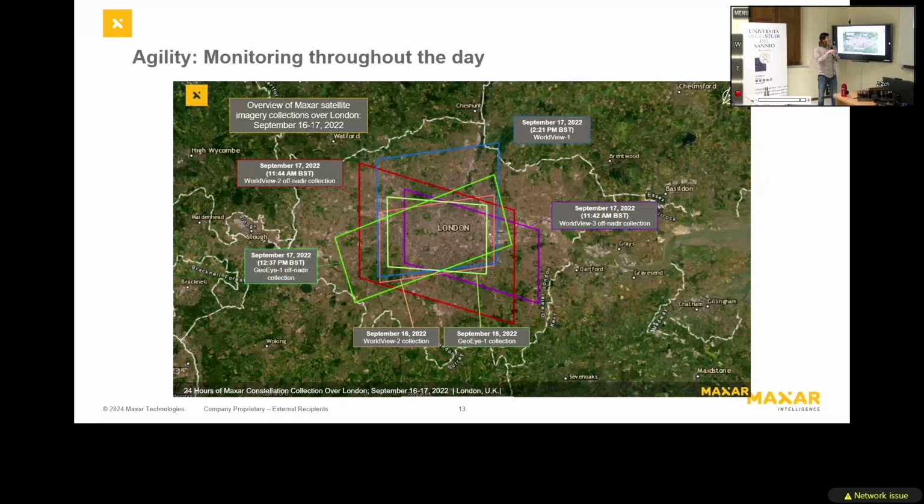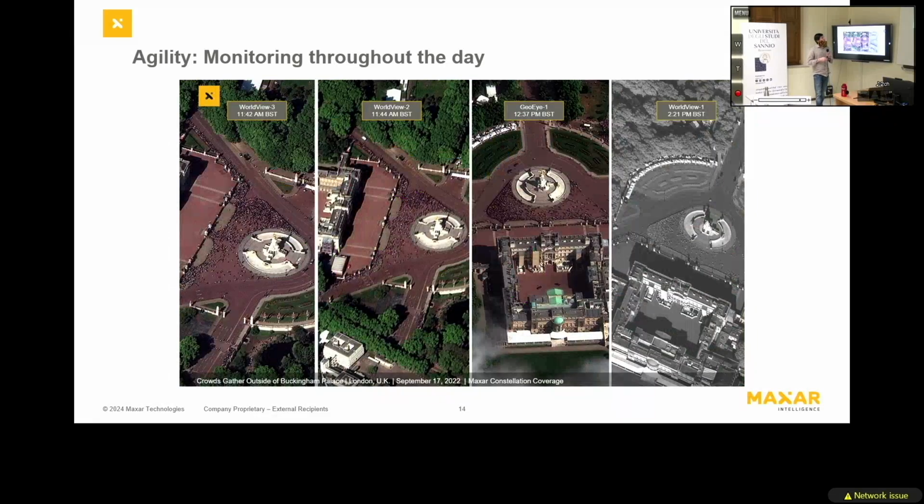What we did here, this was September 2022, I believe, when the Queen died. And so we collected every single image that we could over London. Because of that, we were able to see how the crowd changed through the day. For example, this was 11:42, 11:44, 12:37, and 2 o'clock in the afternoon with WorldView-1. And so this is the type of collection that you can expect when you have multiple revisits through the day.